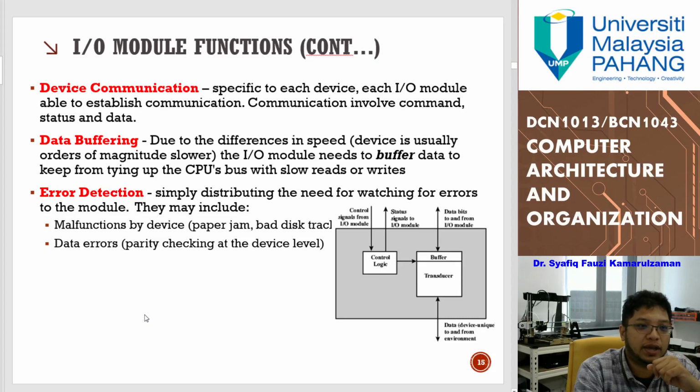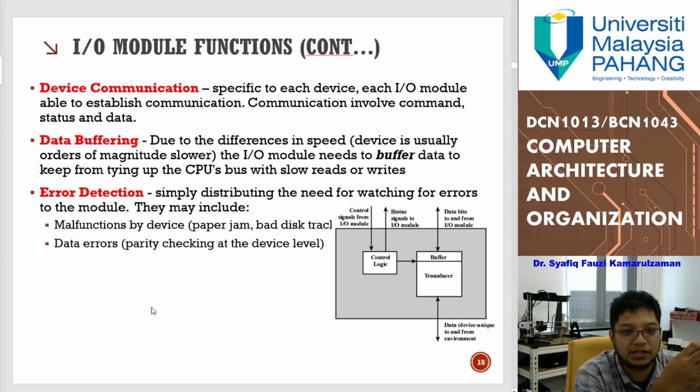So next we have device communication. Here, specific to each device, each I/O module is able to establish communication. Communication involves command, status, and data, as mentioned before, using these three lines. And then we have data buffering. In case they are slow, they will hold the data first before either the CPU or the device can get the data. And then for error detection, they will detect malfunction of the device.